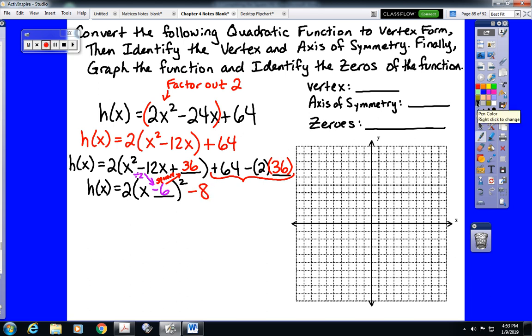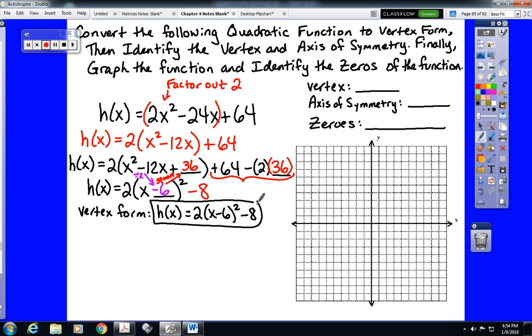So our vertex form is h of x equals 2 times x minus 6 squared minus 8. We still pull our h and k values exactly the same way. So h would be positive 6 and k would be negative 8. We still state the vertex exactly the same way. We still state the axis of symmetry exactly the same way. So we list h, k for the vertex and x equals h for the axis of symmetry.